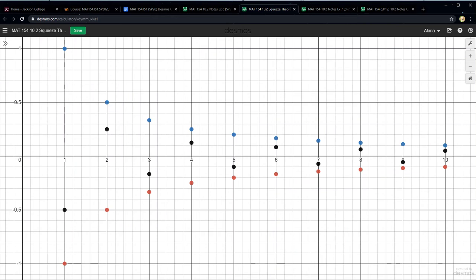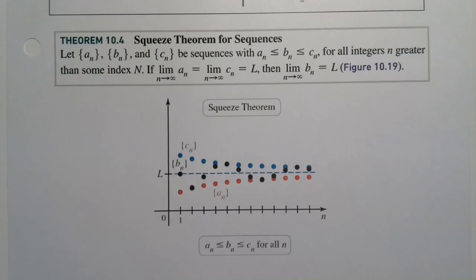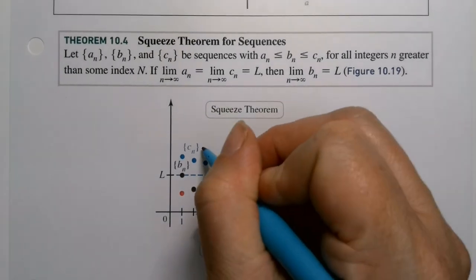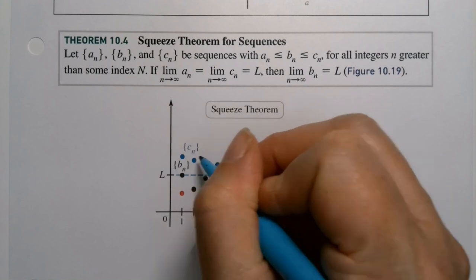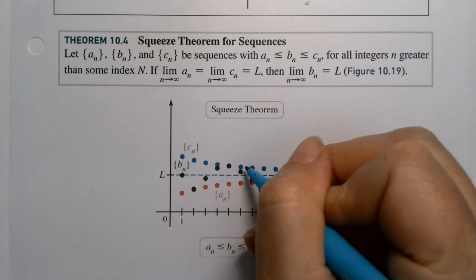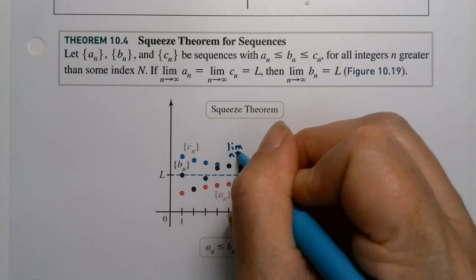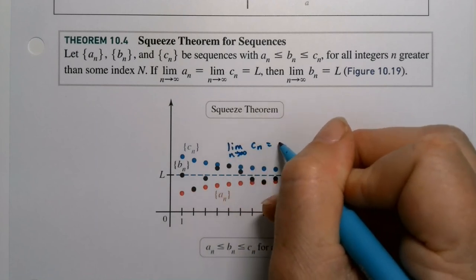Since the blue one and the red one are going to 0, then so will the black one as well. And that's exactly what's being shown on this graph, right? Now, the particular graph I did was going to 0, but it doesn't have to go to 0. So this sequence right here, this blue one with those blue dots, the limit as n goes to infinity of c sub n is 0.